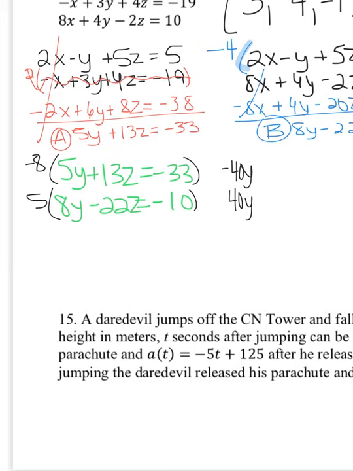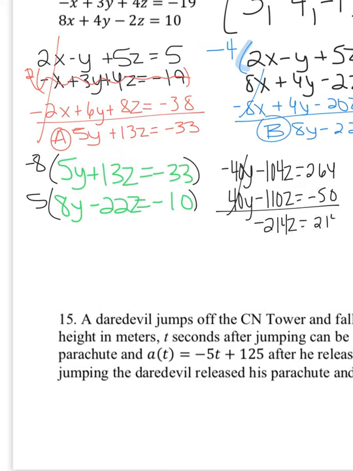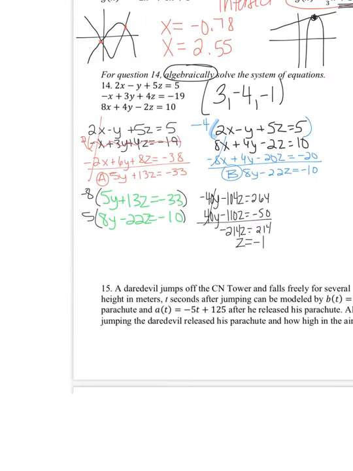So negative 8 times 13 is a negative 104z, equals 264. And then on the bottom, 40y minus 110z is equal to negative 50. I add down, 40y minus 40y cancels. I get negative 214z is equal to 214. So that means that z is equal to negative 1. Z equals negative 1, which matches what I have up here. So I know I can keep going.